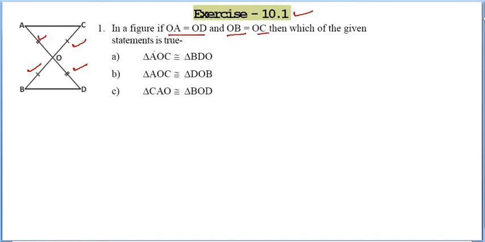So you can say AOC. Where is AOC? This one. So here is BDO, it is not correct. Now AOC, it is AOC. Then we can write here DOB. DOB, that one is correct. And angle CAO, CAO. And here BOD is not correct.